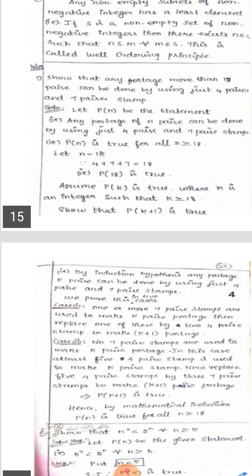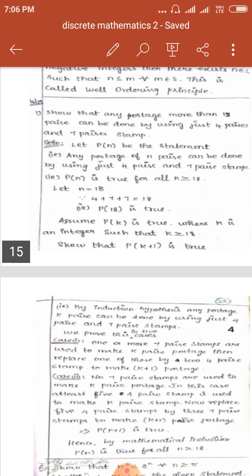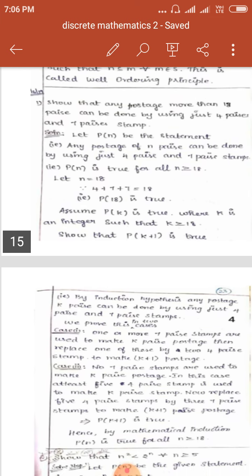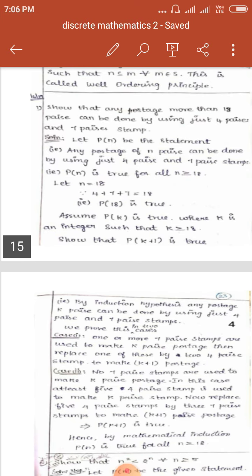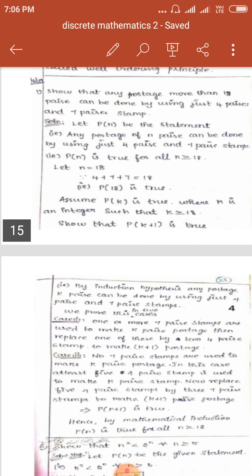So let n is equal to 18, it can be split as 4 plus 7, that is 11, 11 plus 7, 18. So 18 can be split as 4 plus 7 plus 7. So P of 18 is true. That is the first step. Second step, you have to assume P of k is true. What is P of k? Where k is an integer such that k is greater than or equal to 18. That is the assumption.